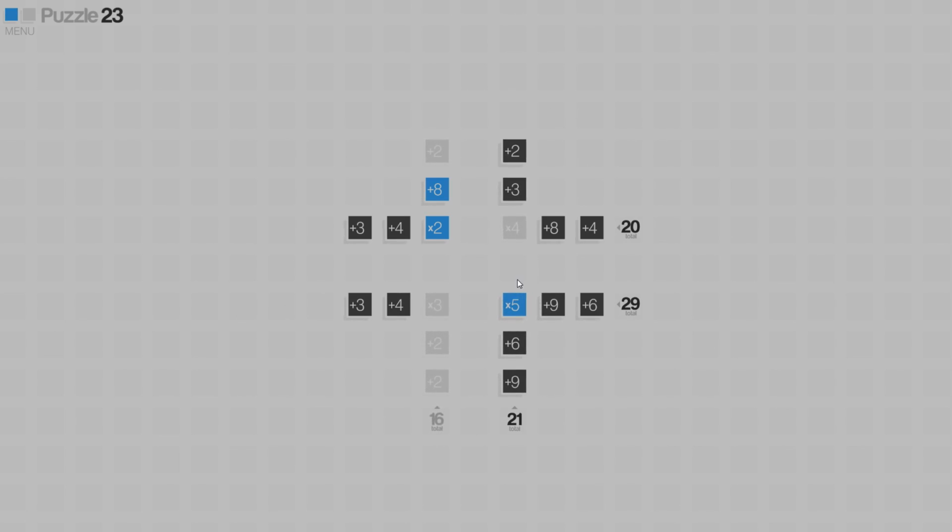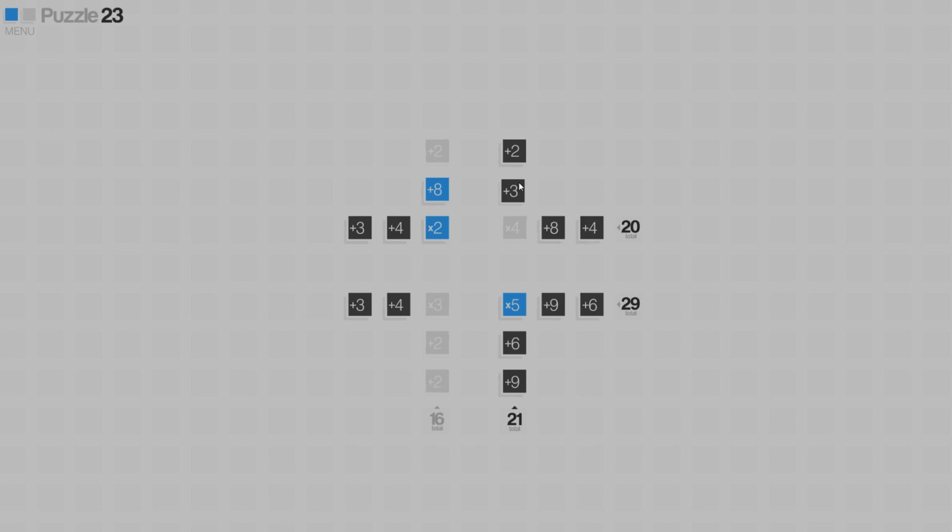So, let's start by looking at, I guess, the other column here. We have 8 times 5. So let's see what's possible. 2 times 5 is 10. We would need another plus 11, which we can't achieve here, so that's not possible.